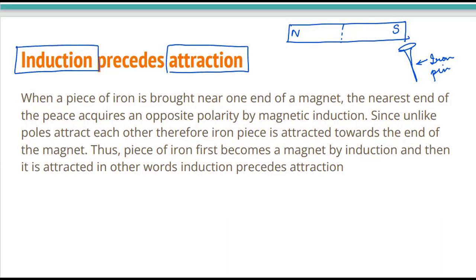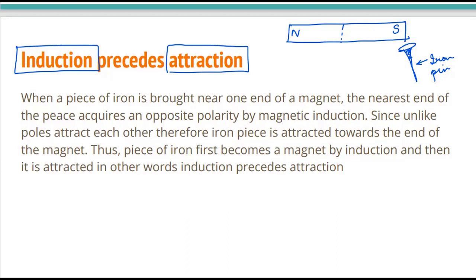Yes, it is not that induction happens after attraction. Induction will happen before attraction. So attraction is always after induction. Induction means the pin will become a temporary magnet even before it is being attracted towards the magnet. So first, this iron pin becomes a magnet, even before I have actually attached this pin to this magnet. Even when I have just brought this pin close to the magnet, at that point of time only the pin has acquired some magnetic properties. That is what we are calling magnetic induction.